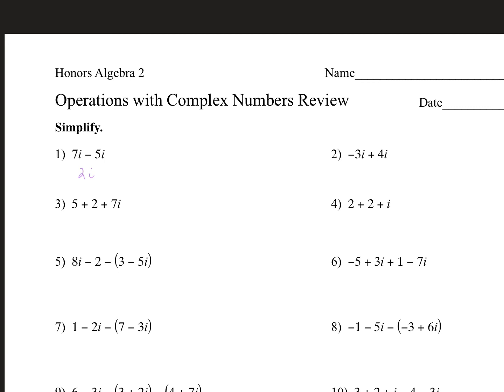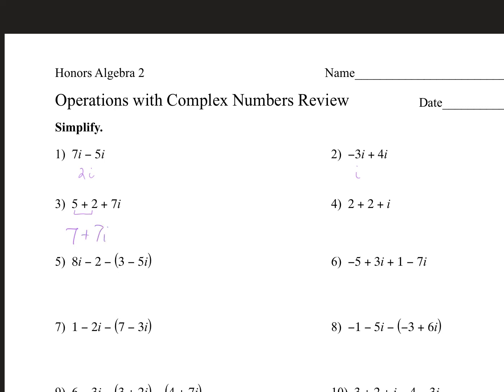And number 2, I have negative 3i plus 4i. 1i. Do I need to write the 1? No, you can if you want. That's fine. In number 3, guys, what can you combine? The 5 and the 2. What is 5 plus 2? 7. And then I have plus 7i.